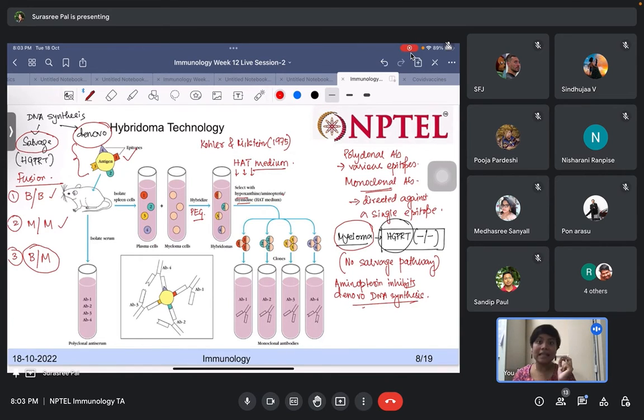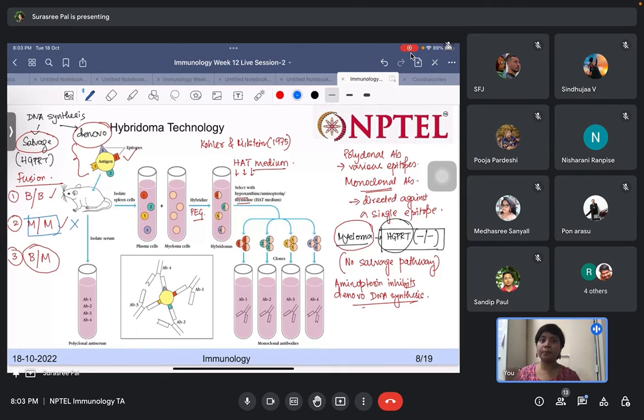Therefore, the single myeloma cells or the fusion of a myeloma cell with a myeloma cell will not be able to survive for long in that HAT medium, right? So we can cancel this out. This myeloma fusion will not survive for a long time because they do not have the HGPRT enzyme. Also, the de novo pathway is blocked, right? So there will be no DNA synthesis. Therefore, this particular fusion will not survive for a long time.